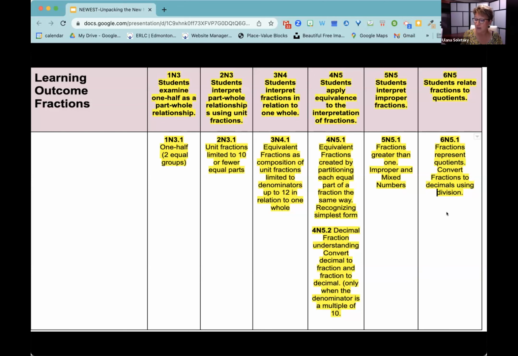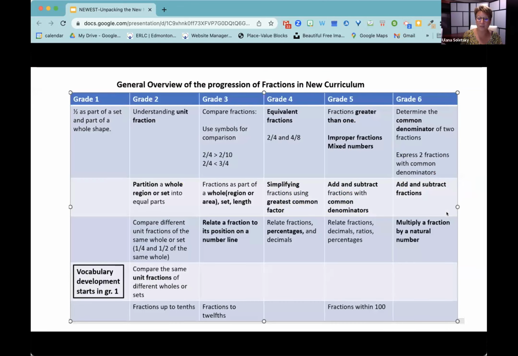And yes, Robin, you're right. We do have multiplying fractions in grade 6, and we have adding and subtracting fractions in grade 6. But we also have adding and subtracting fractions. Come do some math. Pardon me? Okay.